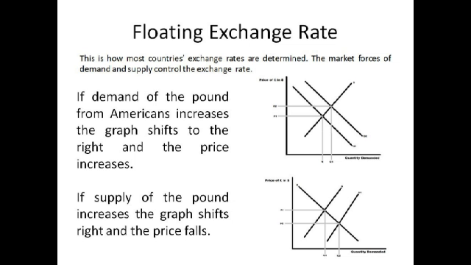And then if supply of the pound increases, so if foreign holders of the pound lose confidence in the UK economy and more pounds are sold, supply of the pound will increase. And this leads to the graph shifting right from S to S1, and so there's a decrease in the price of the pound from P1 to P2.